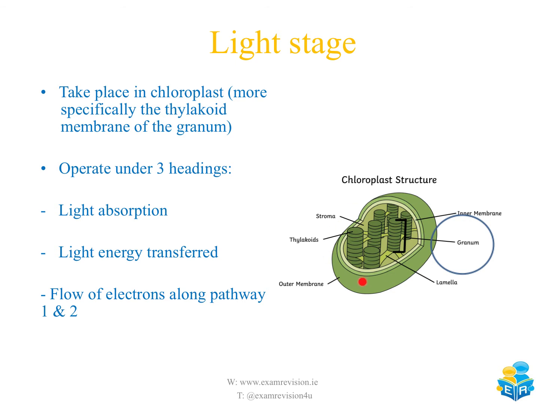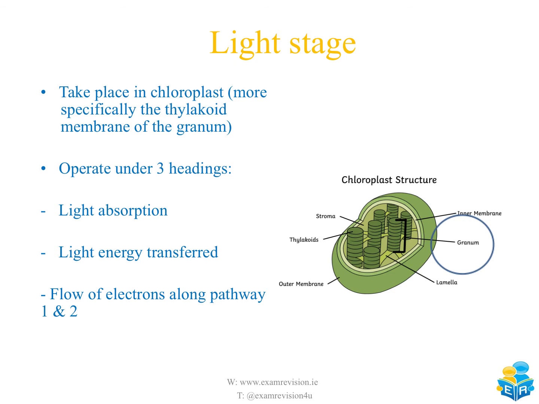So if we have a look at the chloroplast over here, if we were to cut it up and look on the inside, the granum are these structures here. Okay, it looks like a stack of CDs placed on top of each other. The thylakoid membranes, thylakoids, are towards the outside, so it's on the membranes of those that this takes place. So it operates on three headings.